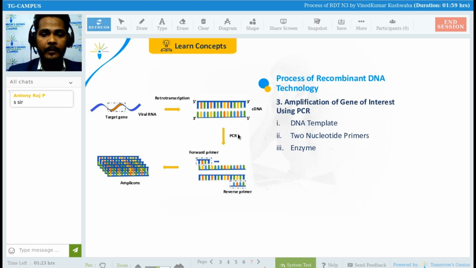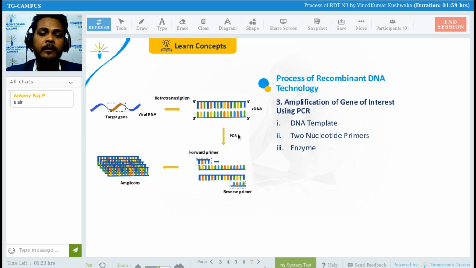The next topic is amplification of a gene of interest using PCR. Now, what is the meaning of amplification of a gene using PCR? It means the polymerase chain reaction, or PCR. PCR is called the polymerase chain reaction. Now what is this polymerase chain reaction?